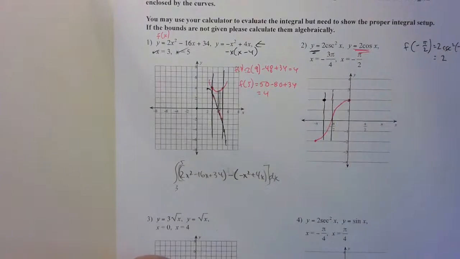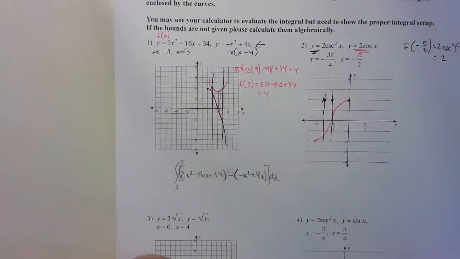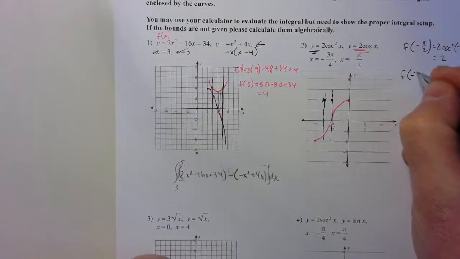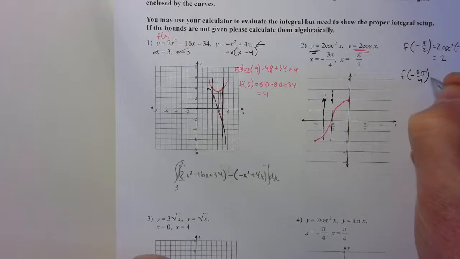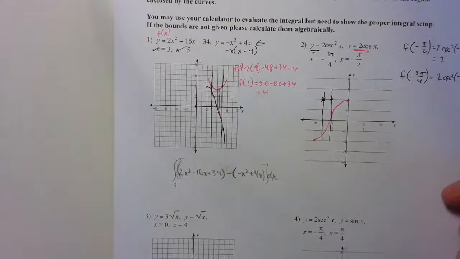It's right there. So it looks like it's going to be a larger function for me. Oops, I put it in the wrong spot. That's going to be there. Then I'll plug in negative 3 pi over 4, 2 cosecant squared of negative 3 pi over 4. If we think about it, the sine of, well, I'm just going to think about pi over 4. Sine of pi over 4 is root 2 over 2, or 1 over root 2.